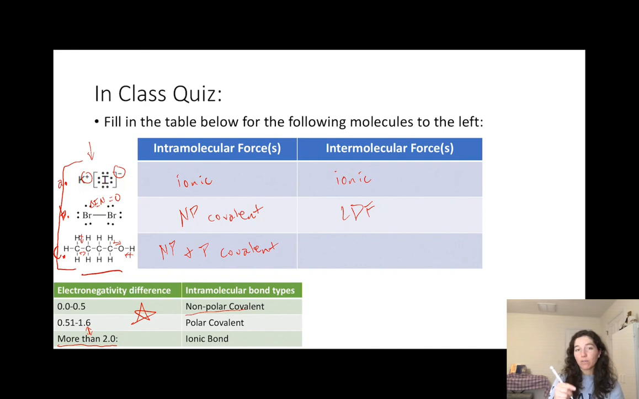The intermolecular force for this one is London dispersion force between the carbons and the hydrogens and the carbons and the carbons. Then we have a dipole-dipole between the carbon and the oxygen. That's how it's going to interact with other molecules there. And then we have hydrogen bonding, where the OH is going to interact with other OH groups in similar molecules.